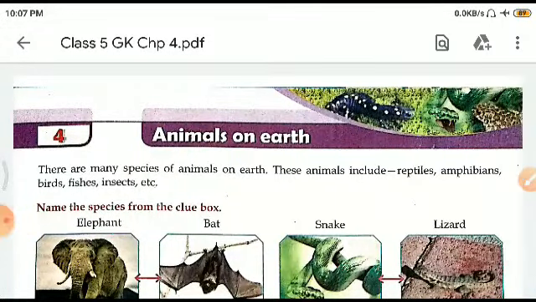I welcome you all into this session of GK, in which today I will be taking with you chapter 4, which is about animals on earth. Now, children, there are so many animals on this earth, almost uncountable, and you can see a wide variety of animals.